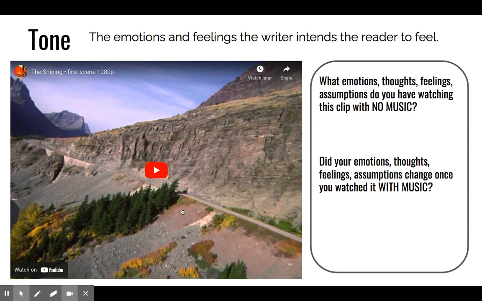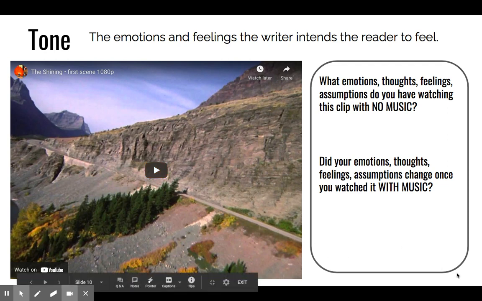Play the video again, the first 15 seconds, but with music. And then I want you to, again, take note of what are your emotions, thoughts, feelings, what are you assuming as you're watching it with the sound on. So go ahead and do that.